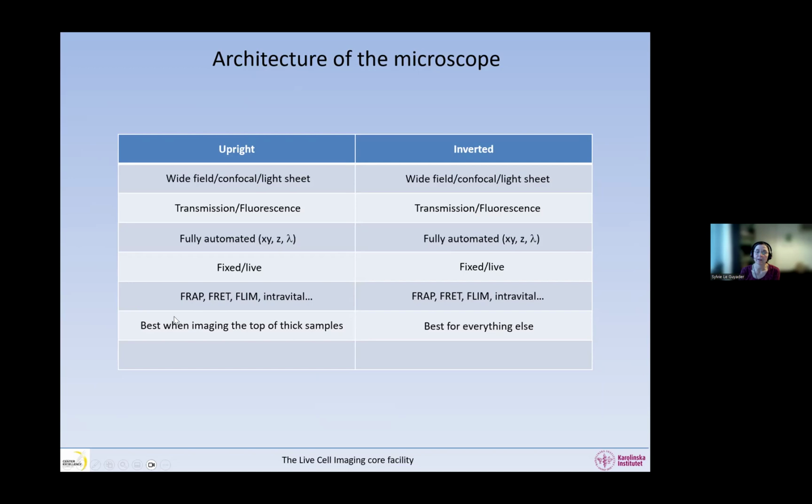However, the upright system is best to image the top of thick samples that cannot be flipped, and the inverted system is best for everything else. This is the reason why there are many inverted systems: because of the flexibility. Another difference between upright and inverted is that we do not have any hardware autofocus on an upright system. We will talk about hardware autofocus a little bit later. It's a very useful tool that we cannot have on upright.